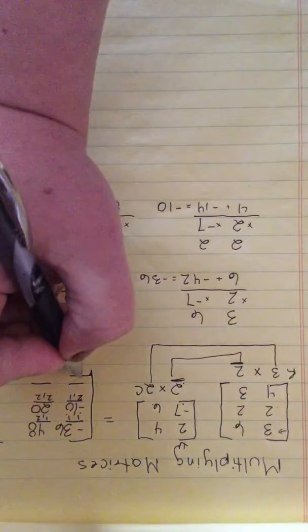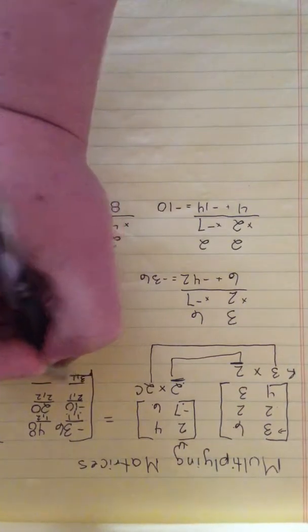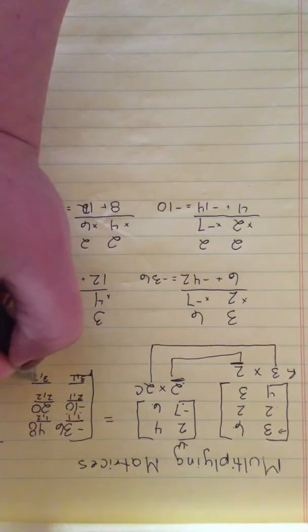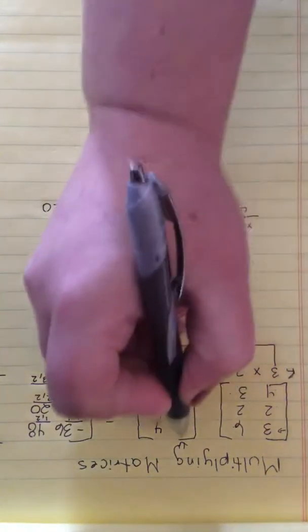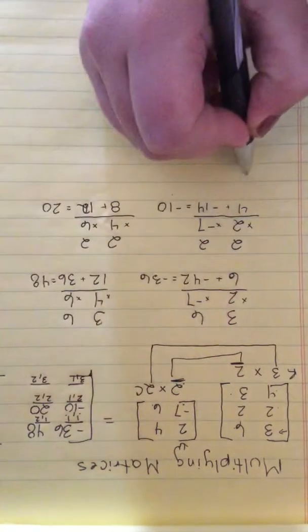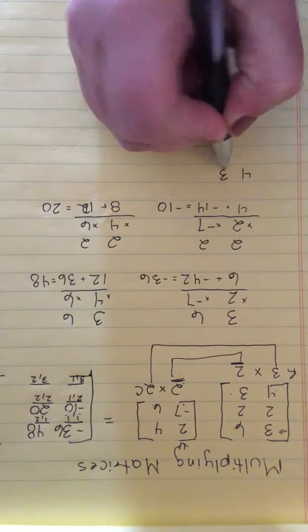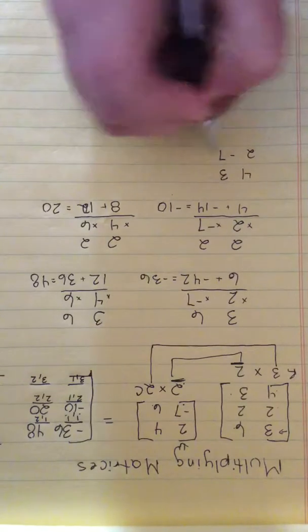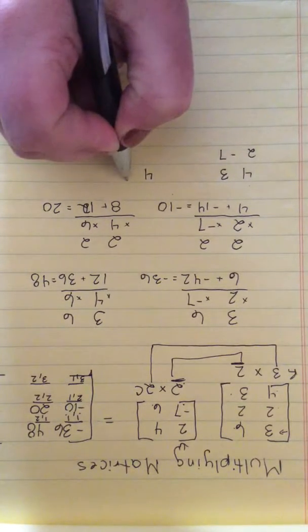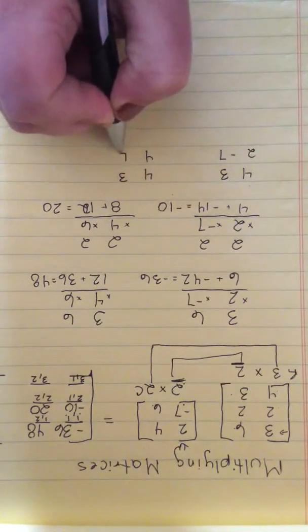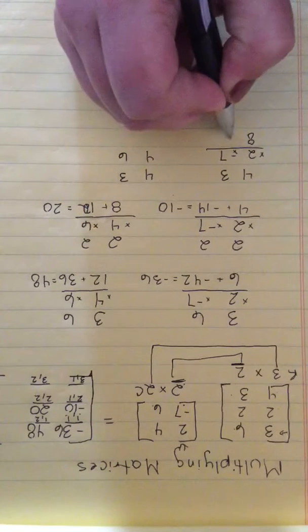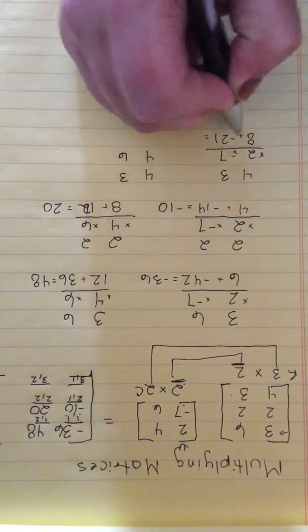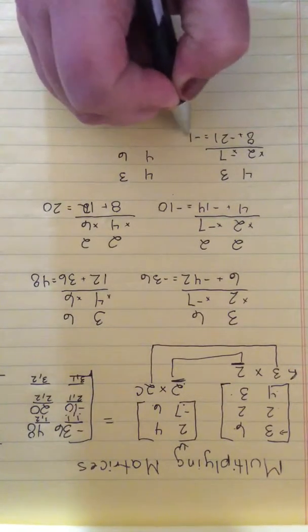Okay, so the last two, row 3, column 1, row 3, column 2. So 4, 3, 2, negative 7, and 4, 3, 4, 6. That's 8 and negative 21. Add those together, you get negative 13.